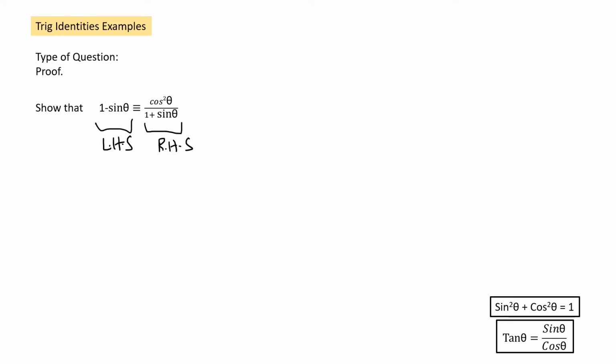So I can start from left hand side and get the right hand side answer, or I can start from right hand side and go all the way to left hand side and prove it. In this question, it would be easy if I start with right hand side. So right hand side is equal to cos square theta over 1 plus sine theta.